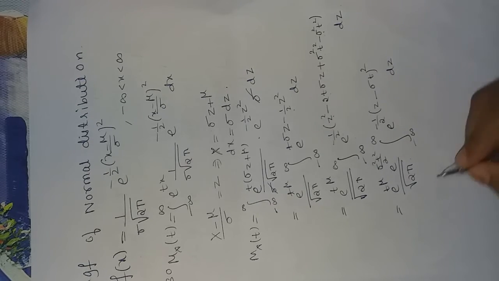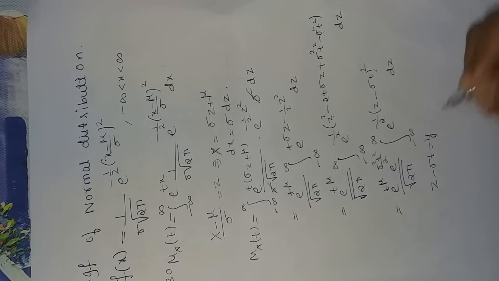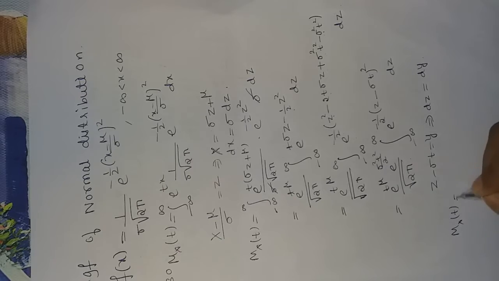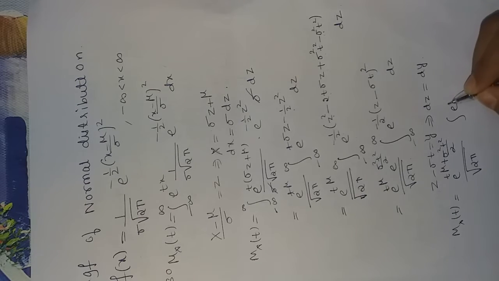So further, we'll take z minus sigma t as y. This implies dz will be dy. So M_X(t) will become integration of e power minus y square by 2 dy. Since this function is an even function, we can write integration of the function from minus infinity to infinity as 2 times the integration of the even function from 0 to infinity. So 2 by root 2 pi will become square root of 2 by pi.